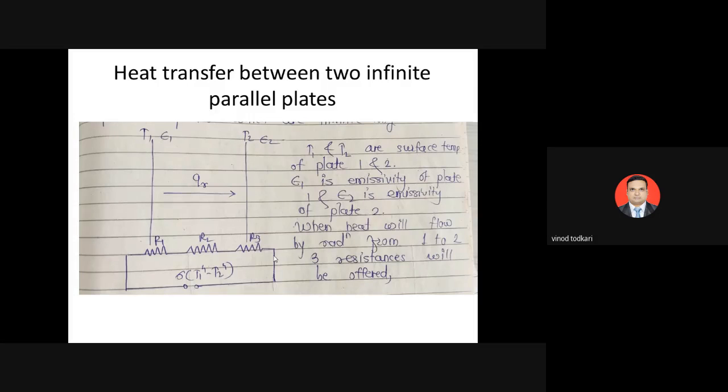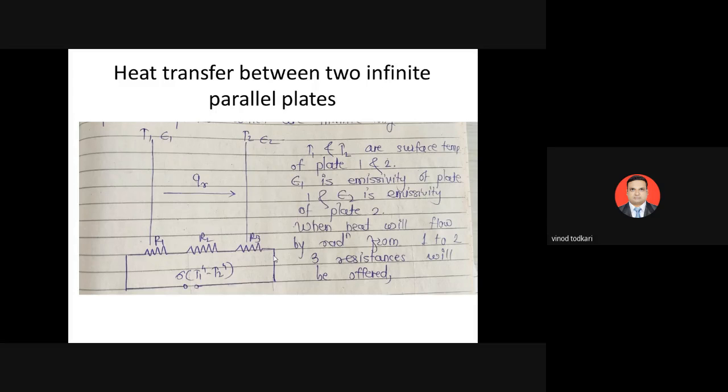This is the first case that we have considered, heat transfer between two infinite parallel plates. These are the two infinite parallel plates, right? 1 and 2 having absolute temperatures T1 and T2 in Kelvin. Emissivity is epsilon 1 and epsilon 2. What we have to find? How much heat is flowing from 1 to 2 by radiation. So we have to find QR.